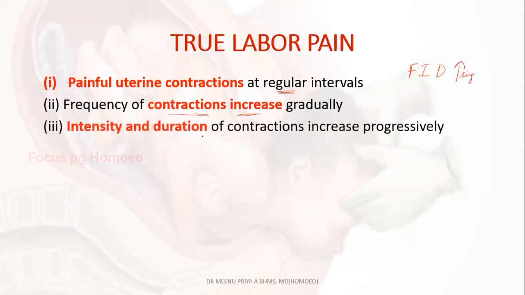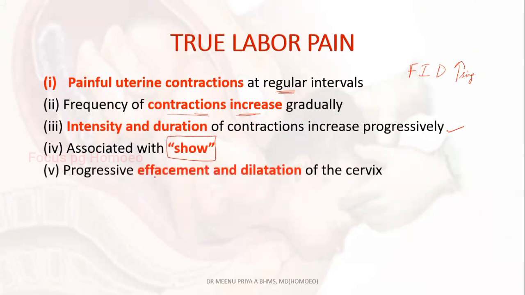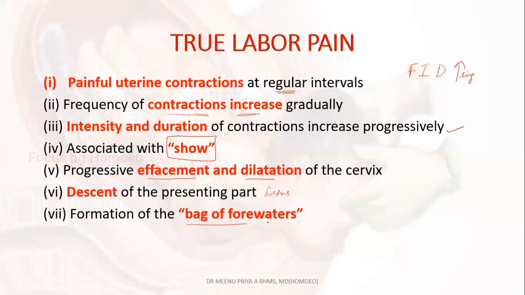The intensity and duration of contraction increase progressively, and it is associated with show. There is something called show; we will see further what show is. There is also progressive effacement and dilatation of the cervix, descent of the presenting part of the fetus, and formation of the bag of waters, and it is not relieved by enema or sedative. So these are the criteria for it to be called true labor pain.